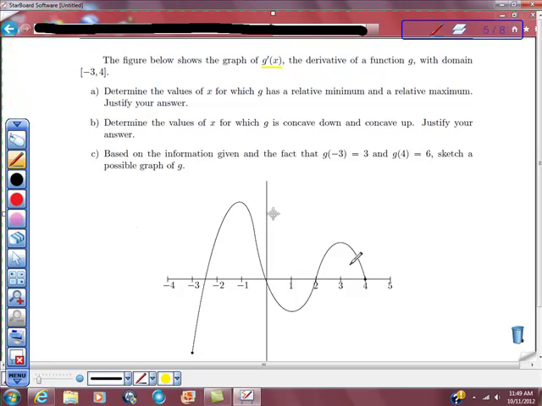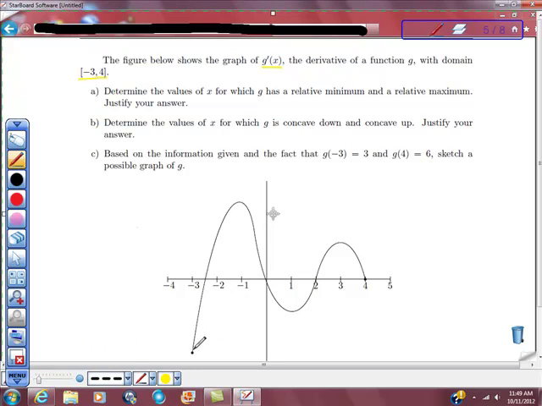It says here the figure below shows the graph of g prime of x, the derivative of function g, and it gives us this domain. Then we're asked to draw some conclusions. It says, determine the values of x for which g has a relative minimum and a relative maximum. Justify your answers.